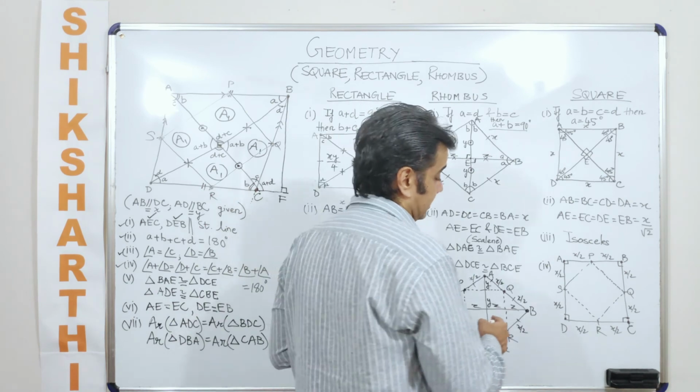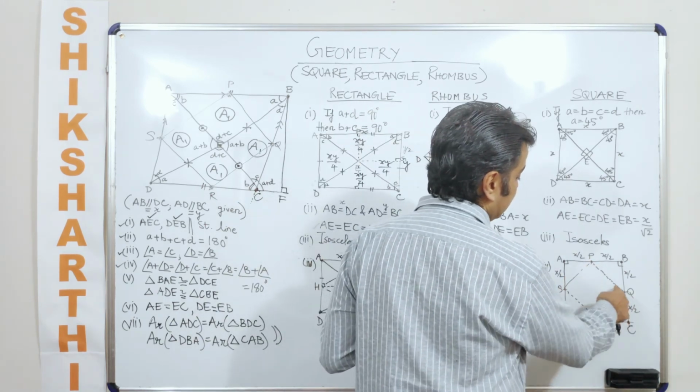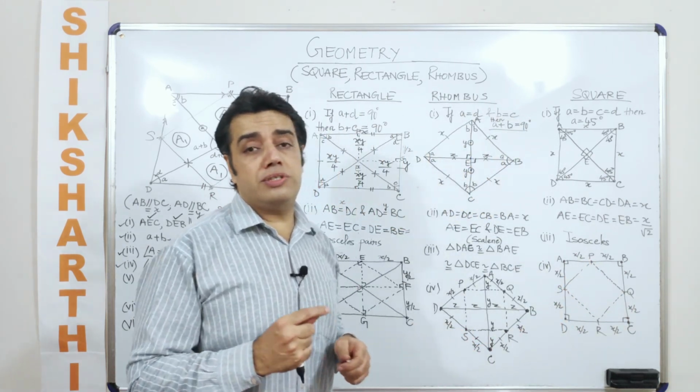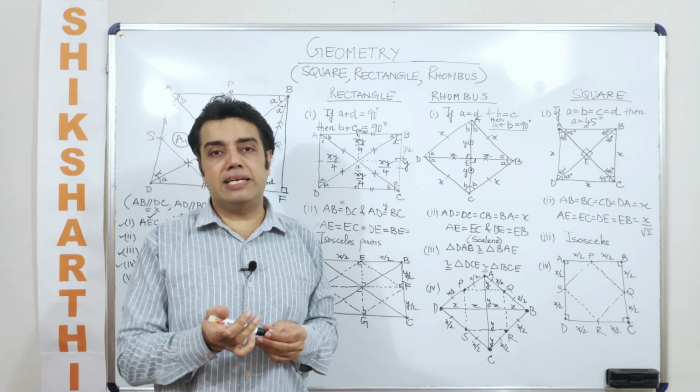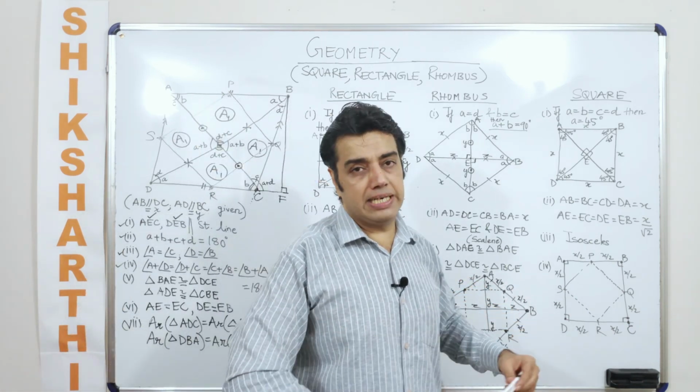Then last but not the least, if I take the midpoints of the square, the resultant figure that I get inside, using some logic here by now, I can say I'll be getting a square, though I can prove it mathematically.